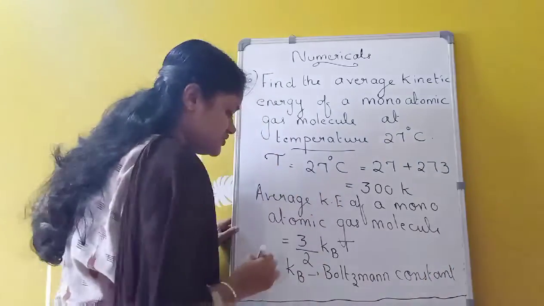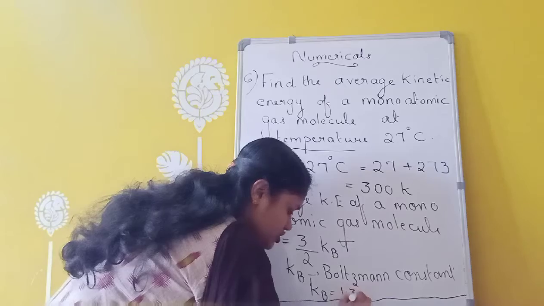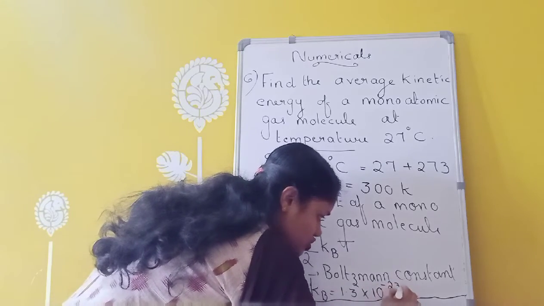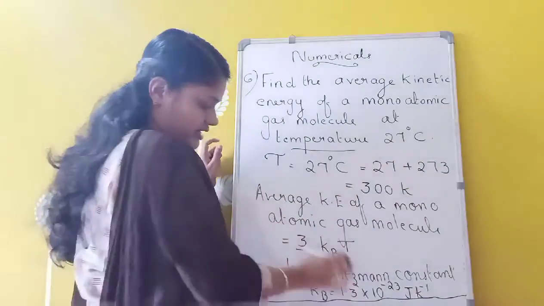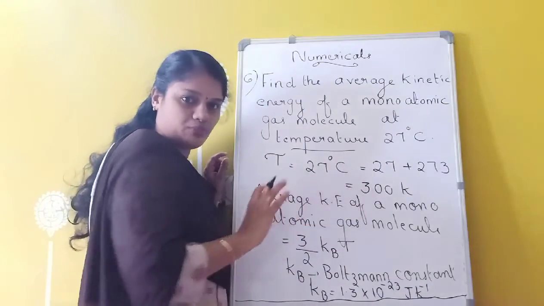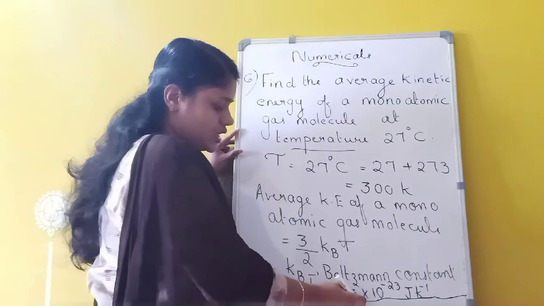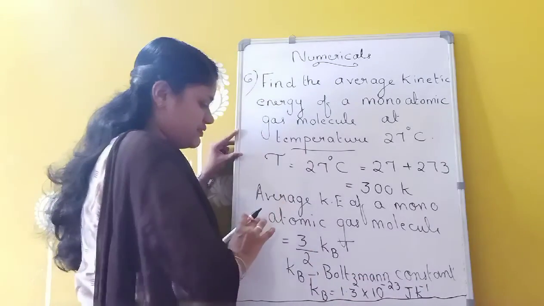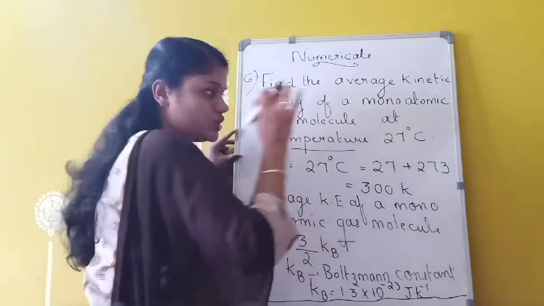Boltzmann constant, and its value is 1.3 into 10 raised to minus 23 joule per Kelvin. So this is a constant value. You have to learn this value by heart, otherwise it may be given in the problem itself. So this Kb is called the Boltzmann constant and its value is 1.3 into 10 raised to minus 23 joule per Kelvin. And we have to find the average kinetic energy of this monoatomic gas molecule.